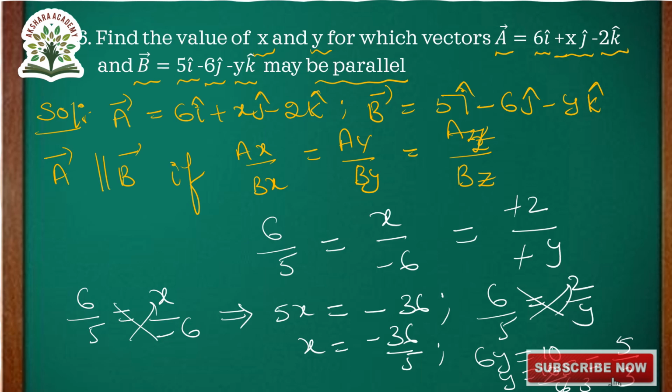Therefore the final answer: now we are finding the x and y values. X is equal to minus 36 by 5 and y is equal to 5 by 3. This is the final answer. So x and y values are minus 36 by 5 and 5 by 3. Okay, next we will go to the next question, the seventh one.